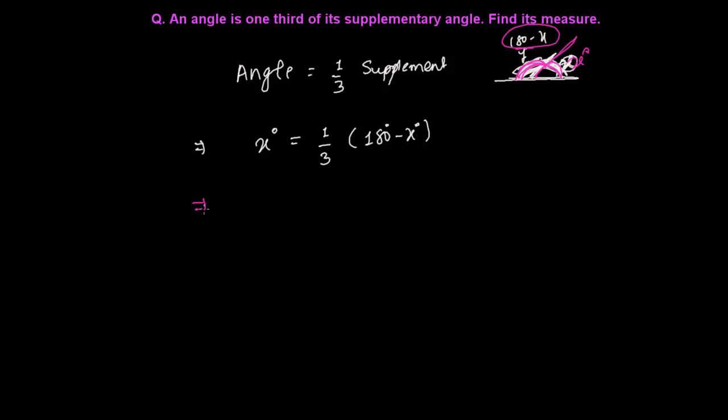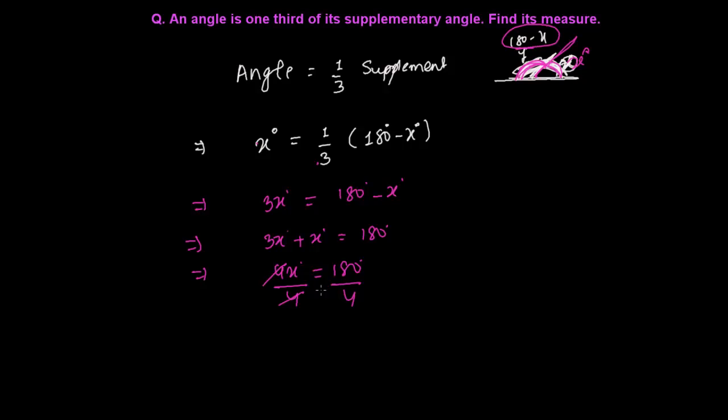So let's solve this now. 3 times x, you get 3x degrees equals 180 degrees minus x degrees. This minus will go to the left hand side, so you get 3x degrees plus x degrees equals 180 degrees, and you get 4x degrees equals 180 degrees. I'm dividing by 4 on this side and this side also. 4 on 4 cancel, and 2s are 90s, 1s are 45. So x degrees equals 45 degrees.